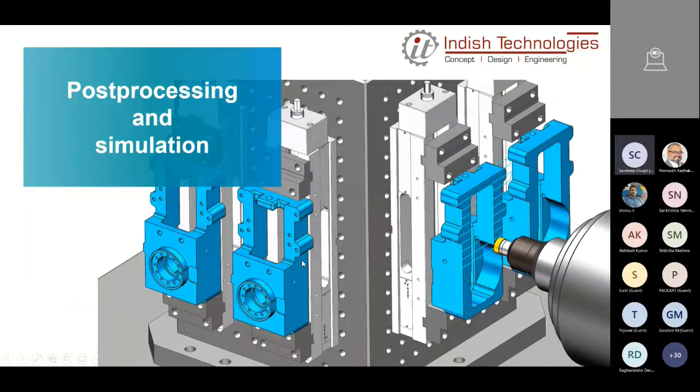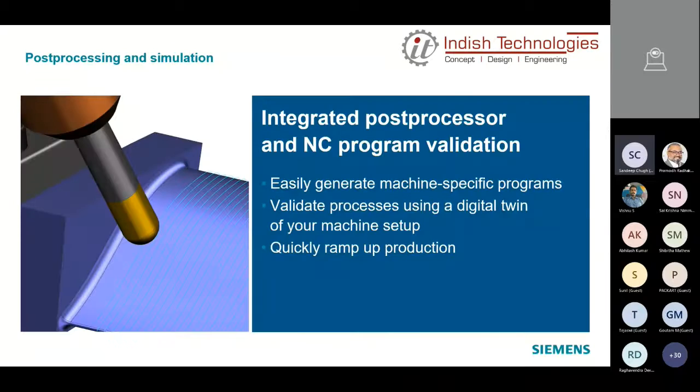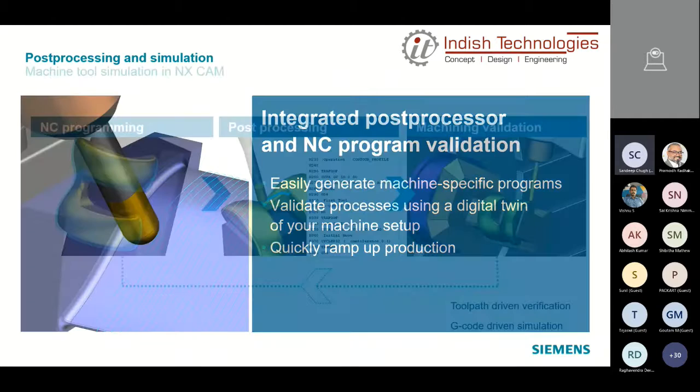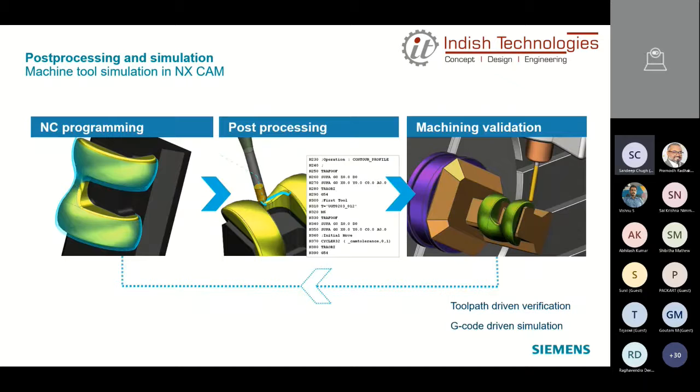Let's come to post processing and simulation. We have three kinds of simulation. We have internal toolpath verification, we have machine tool simulation, and we have external G-code, M-code simulation also. If you have your machine tool ready, machine kinematics ready, then you can actually simulate the G and M coded output file on the machine itself in the same interface.